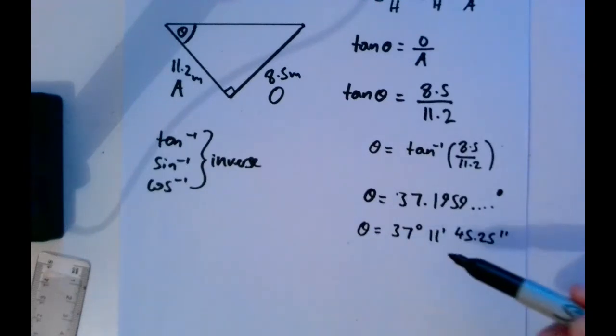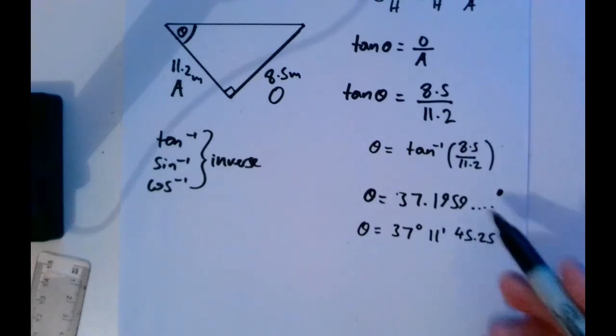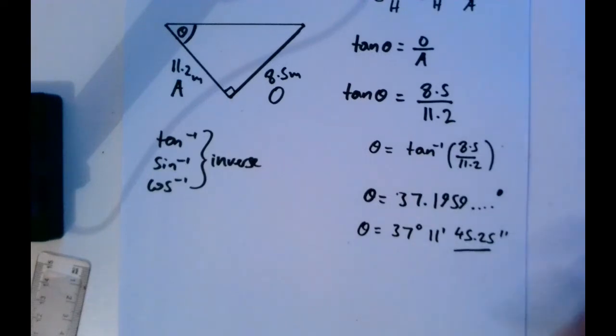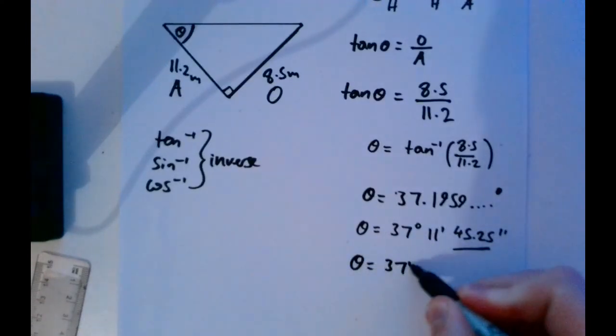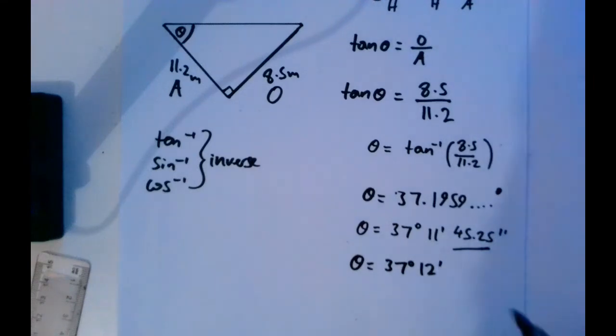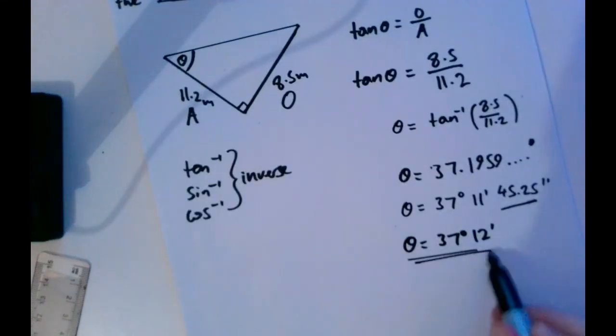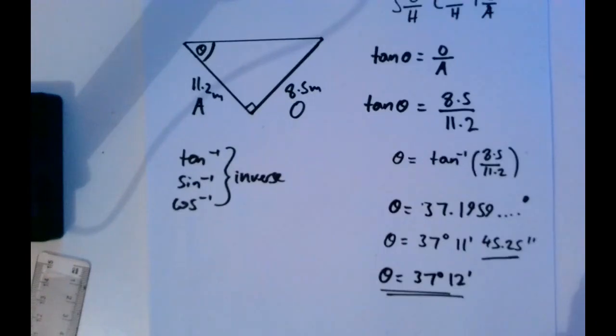Okay? So when we're working with degrees, minutes, and seconds, it's just like rounding. This here is our degrees, our minutes, our seconds. Because this is past the halfway point of 30 or above, we round up our minutes to the nearest minute. So our answer is going to be theta is equal to 37 degrees and 12 minutes. And that is our answer. I hope that helped.